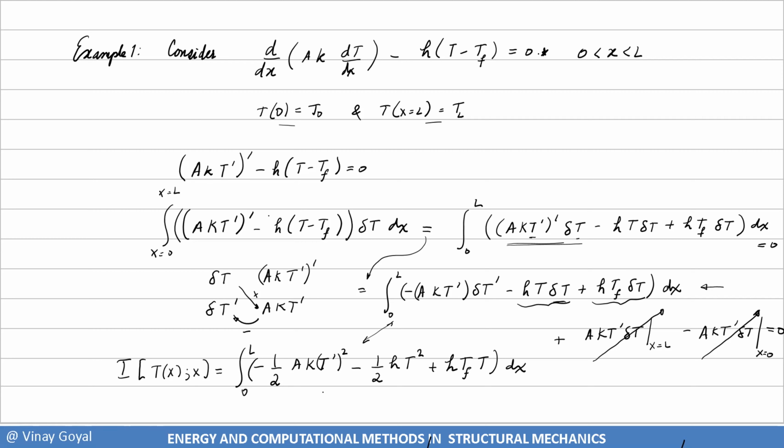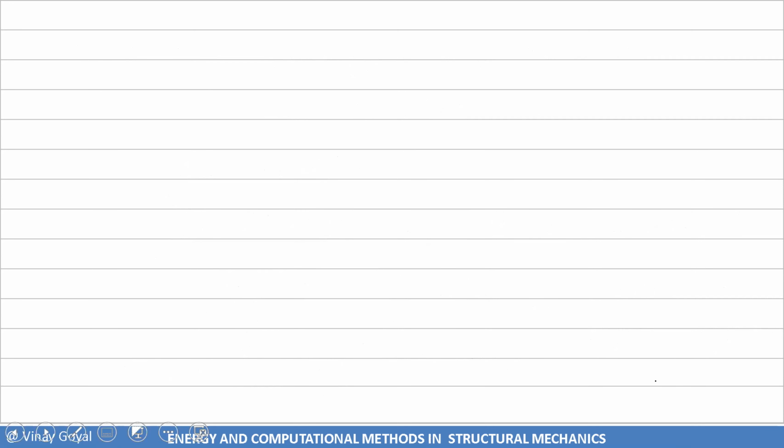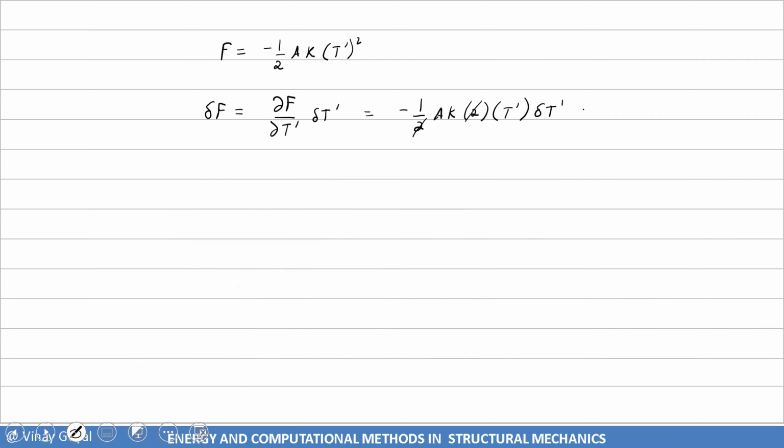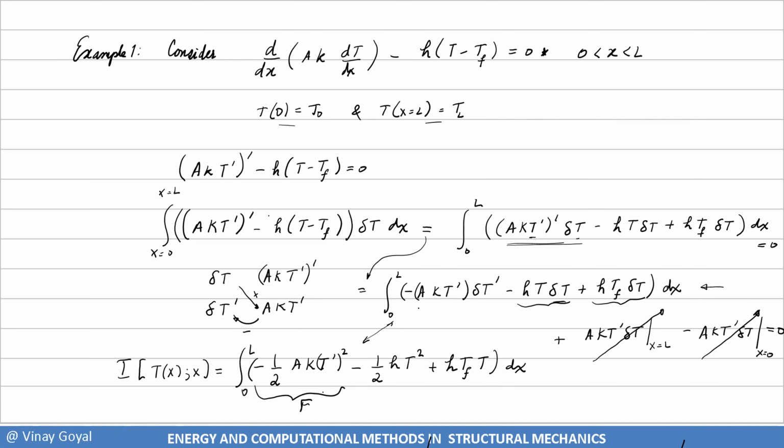If you're still in doubt that this actually works out, call this f for a second, so you can see. So f is minus 1 half ak t prime squared. So the first variation of f is the derivative of f with respect to t prime, del t prime. Well, that is equal to minus 1 half ak times 2 t prime, and now I have del t prime. 2 and 2 cancel out, so I get minus ak t prime del t prime. You can see clearly that this is exactly what I have here.